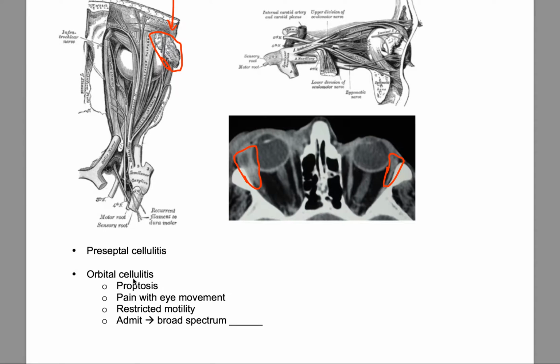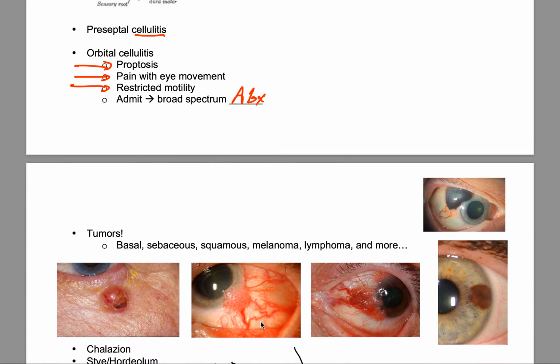Preseptal cellulitis is simply, the simple way to describe it is, an infection of the eyelid tissue. It may look intimidating, the eyes will look red and swollen, but it does not warrant a hospital admission. It can be treated with antibiotics. Orbital cellulitis, on the other hand, does warrant hospital admission, and in any patient with proptosis, pain with eye movement, and restricted motility, you should be very suspicious of this. They should be admitted and started on broad-spectrum antibiotics, as this can be a vision-threatening condition.